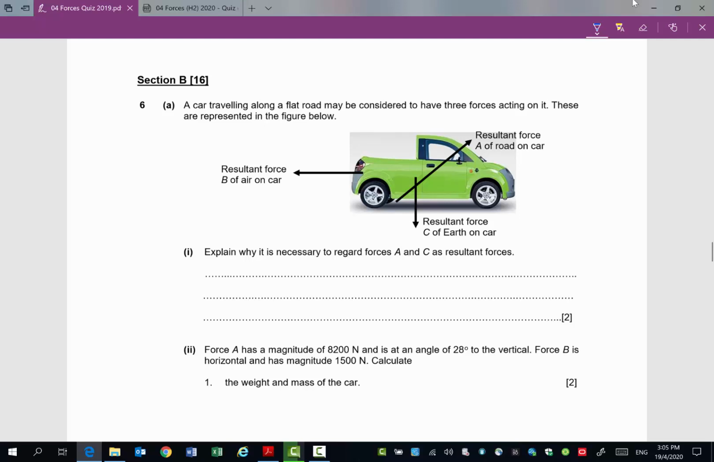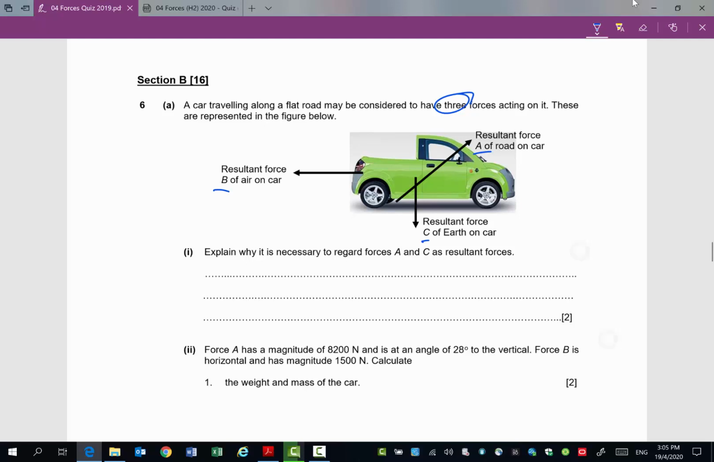Okay, hi everyone. So I'm going to go through question 6. For question 6, a car traveling along a flat road may be considered to have three forces acting on it. So the three forces are basically A, B, and C. For part 1, we need to explain why it is necessary to regard force A and C as resultant force. So let's go through force A first.